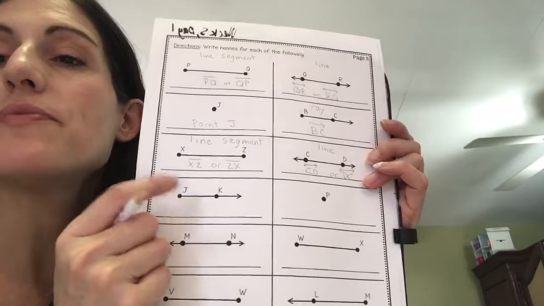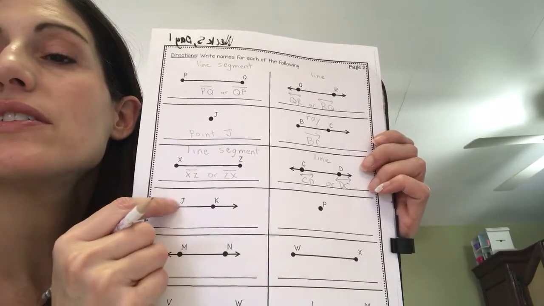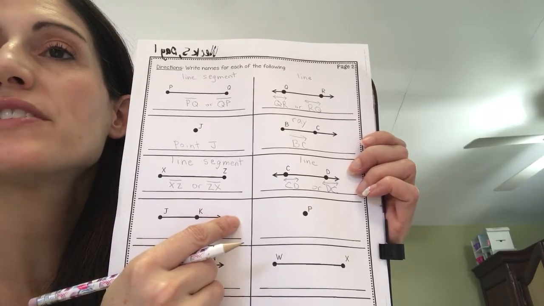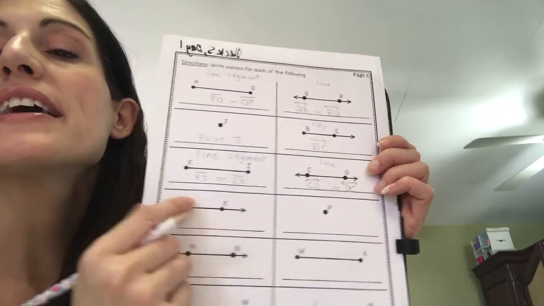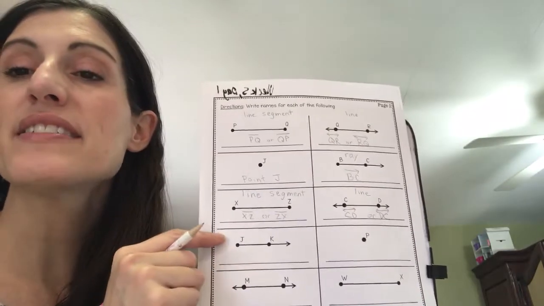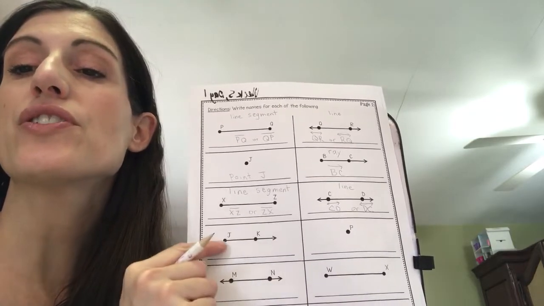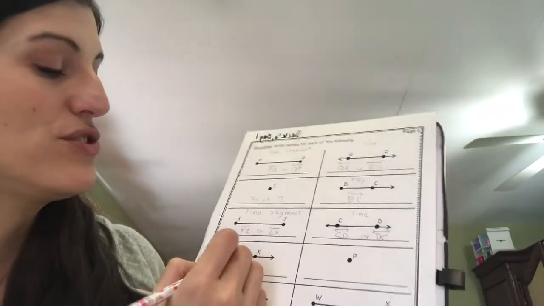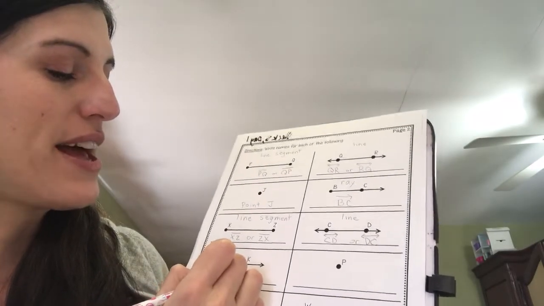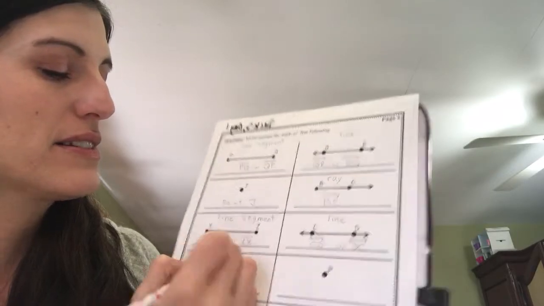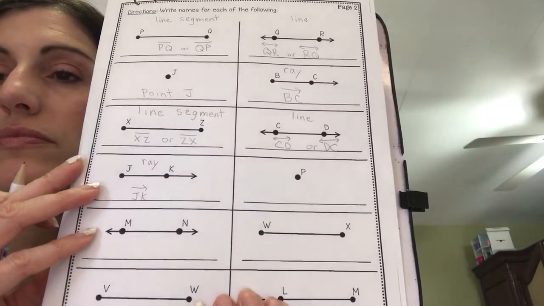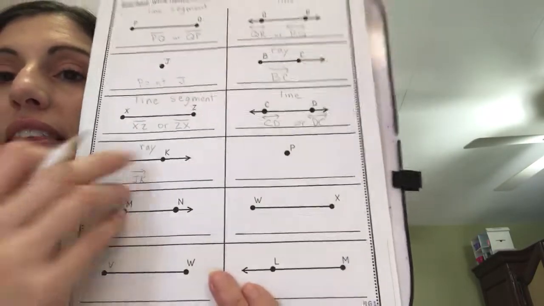Okay, let's look at the next one. This one has a starting point and then it goes on in one direction. It's a ray. Think about a ray of sunshine. Starts at the sun and then it goes down to the earth. So it goes in one direction. J, K, and it is a ray. It's got one arrow on top. Think of a ray of sunshine.